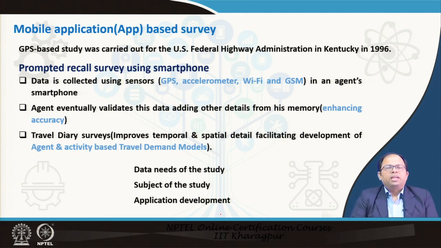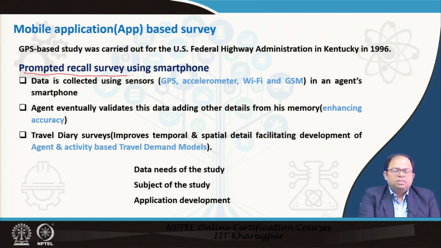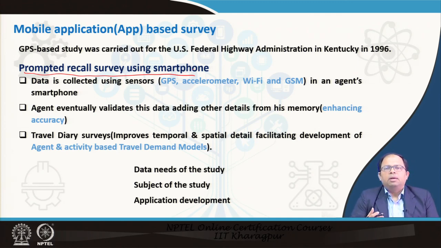So talking about mobile application based service and also a GPS based survey, we did some work in this particular area. The first GPS-based study was carried out for US Federal Highway Administration in Kentucky in the year 1996. Before that, GPS chips were not there, and after that we had something called a prompted recall survey using smartphones, where we use a combination of GPS data, which could be collected through mobile phones, because nowadays everybody carries a mobile phone which has a GPS chip.